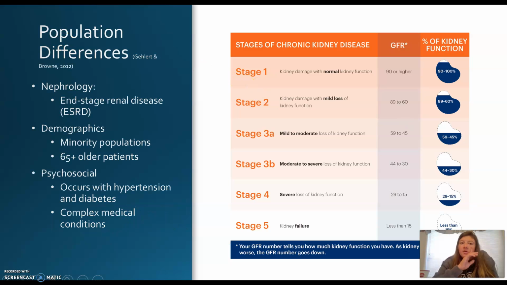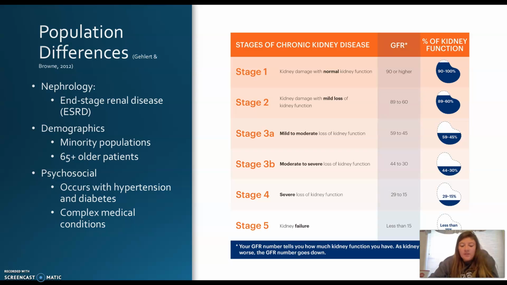Okay, so the population differences. The difference with this population is that it involves those who have kidney disease. According to Gilhert and Brown from our textbook, end-stage renal disease is stage 5 kidney disease that requires lifelong treatment via hemodialysis, peritoneal dialysis, or a kidney transplant.